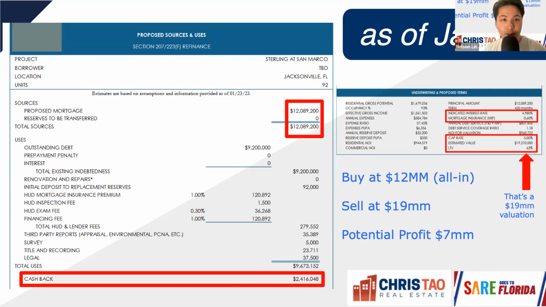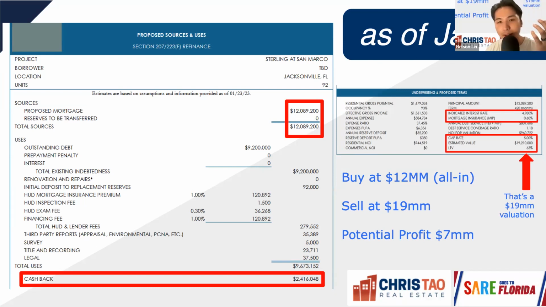That's according to January '23, when we made the presentation. I should update this number soon. It's closer to 18 now. It's fallen a bit. But the appraisal value that we got from our lender told us that we got it at 19 million. But again, like I said, it's probably 18 nowadays. And so we are able to pull the money out for a potential profit of around $7 million, right?